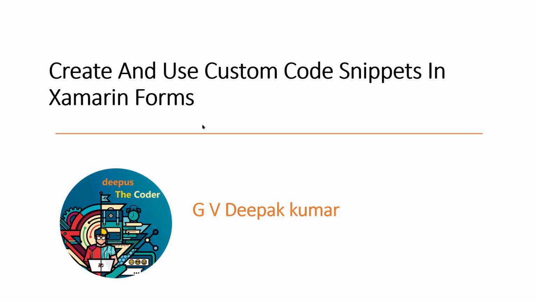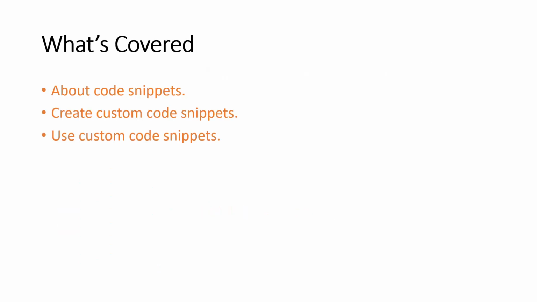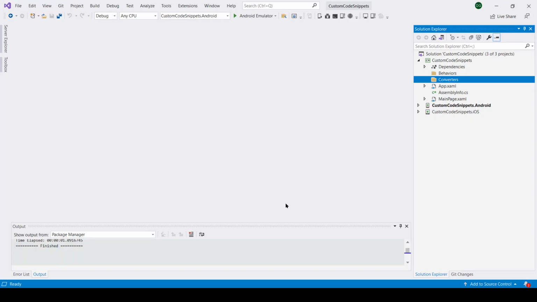Today we are learning about creating and using custom code snippets in a Xamarin Forms application. In this video we cover code snippets, how to create custom code snippets, and how to use them in a Xamarin Forms application. Here I have opened a blank Xamarin Forms project and named it custom code snippets. Let me explain code snippets, then we will go step by step through how to implement and use custom code snippets in the Xamarin Forms project.